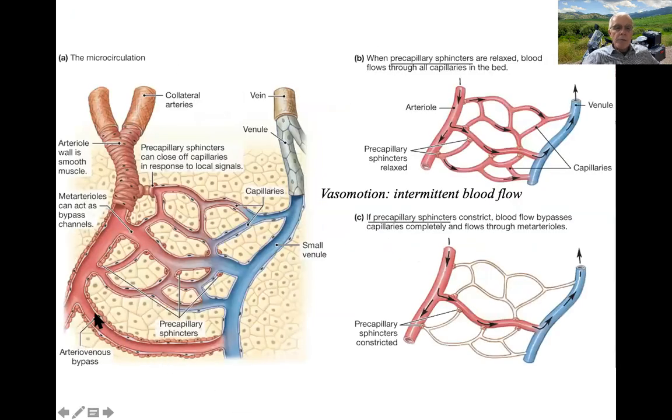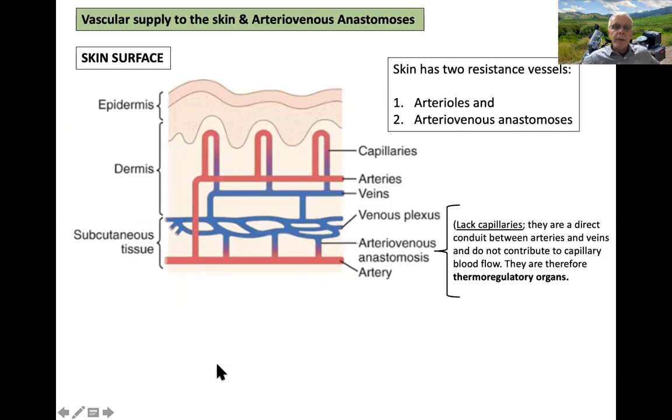You can see this structure here, okay? There's no communication, there's no gas and nutrient exchange going on here. Okay, back to this figure. There are no capillaries. It's a direct conduit between arteries and veins, and therefore they do not contribute to capillary blood flow. What these structures do for us is to function as thermoregulatory organs.